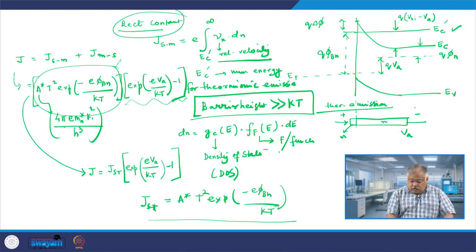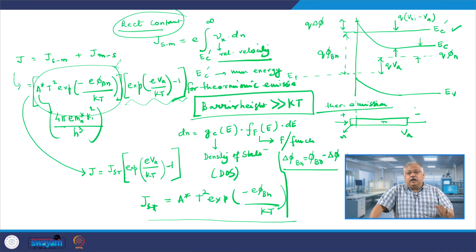Therefore, with all this discussion I can write that del phi B n is equal to phi B 0, the original barrier height, minus del phi. Del phi is the change in the barrier height by application of a bias. Del phi n is for when you have an n type semiconductor attached to the metal, where the change is phi B 0 minus del phi, where del phi is basically the change in the barrier potential. And that gives you the effective value for all practical purposes.